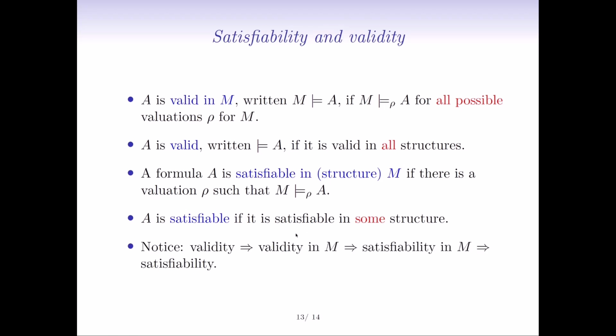By the way, and you should be able to prove this straight away, if a formula is valid, then it is valid in any particular structure you might choose for it. So if it's valid, then it's valid in M, where M is any chosen structure. And that means if it's valid in M, it's also satisfiable in M. And if it's satisfiable in M, then it's also just satisfiable. More or less immediately by definition.